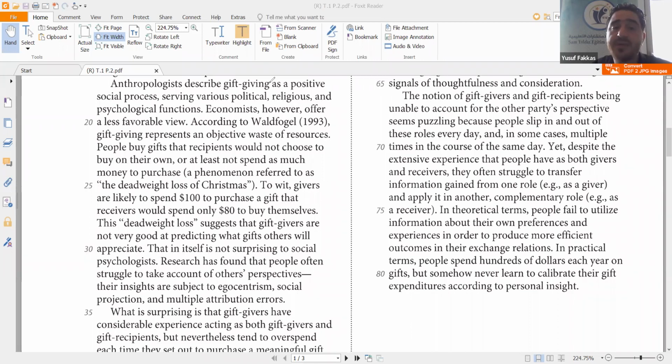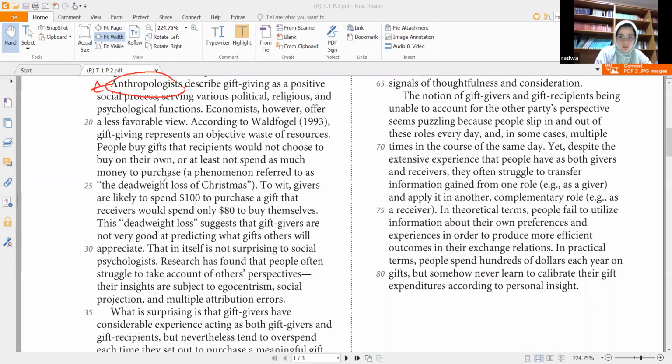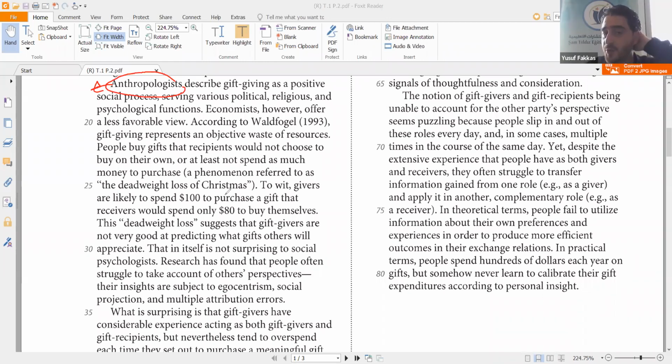Now, anthropologists describe gift giving. So now let's see the opinion of anthropologists. What does it mean, anthropology? Study of human, social human. Good, thank you. The study of human beings. So the people in this study or science think that gift giving is something positive. It's a positive social process. Why? Because it serves political, religious, and psychological functions. Okay, that's the first opinion.